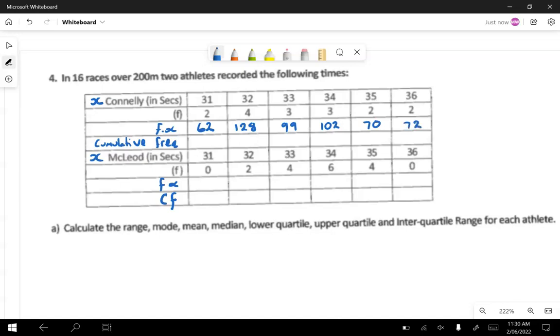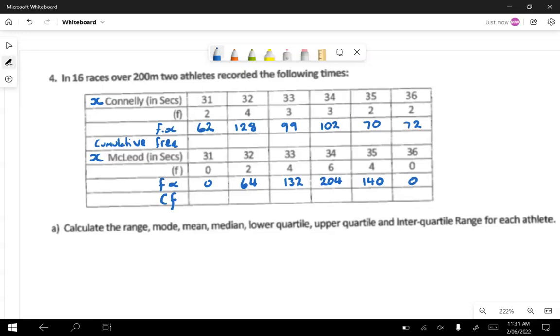Okay, we might do the same for Mr. McLeod straight away as well. So it's frequency times score again. So this one's going to be a column of nothing, 2, 4, 6. Oops, I've really done some bad maths here, hang on. This is going to be 0, this is going to be 64, this one's going to be 132, 204, 140, and 0.